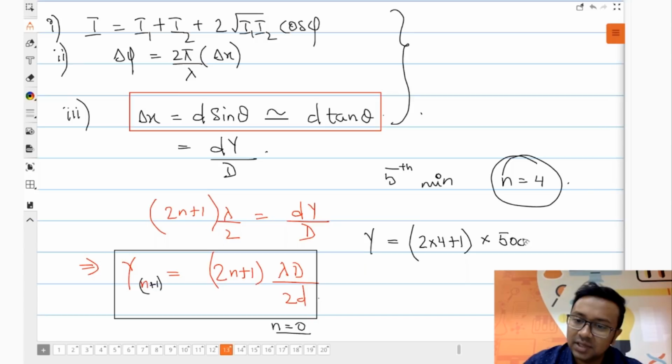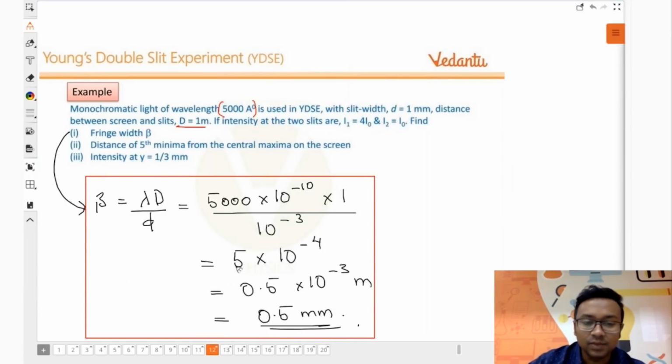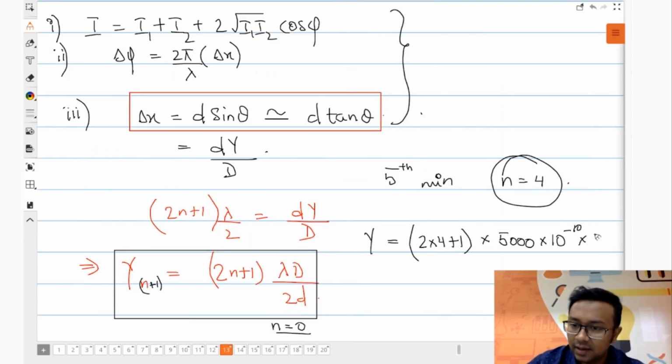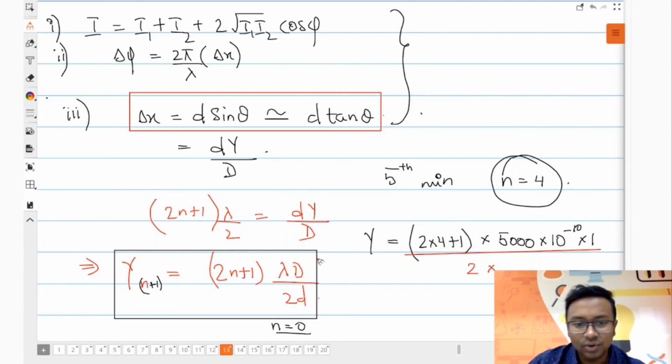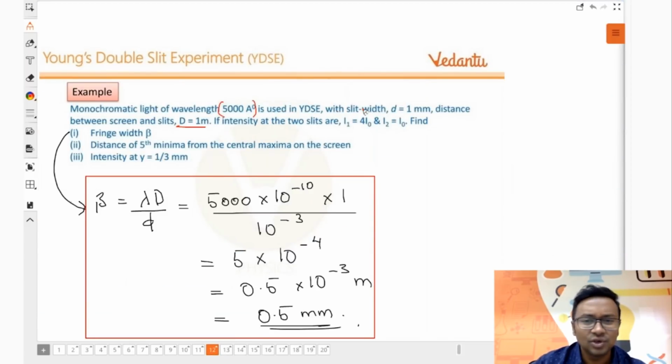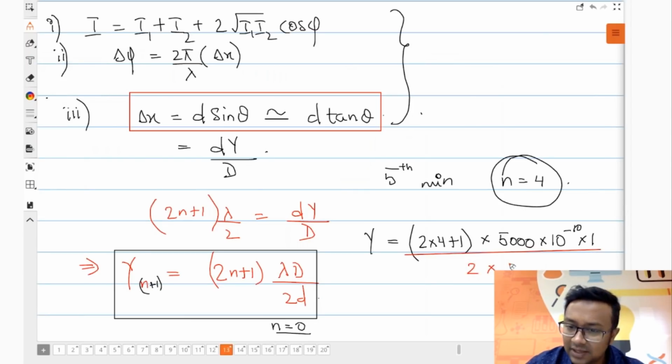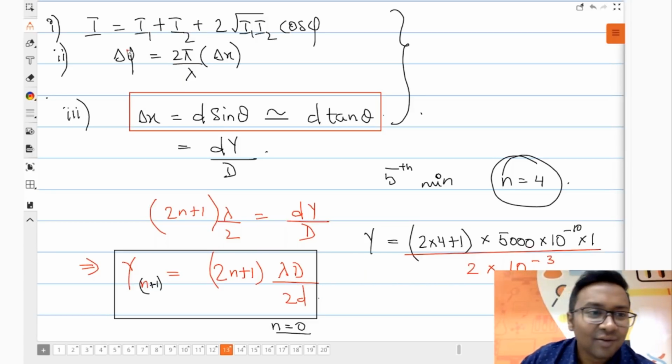which is going to be 5,000 angstrom, 10 to the power minus 10, into the distance between them, capital D, which is 1 meter, all right? And students, this is going to get divided by 2d. So 2 into d, and d is how much? 1 millimeter, so that's 10 to the power minus 3. That's it.